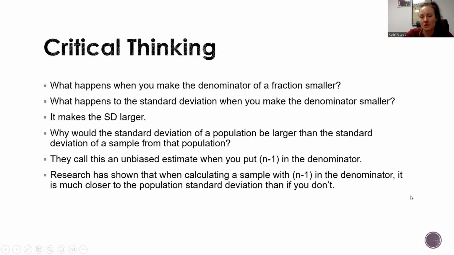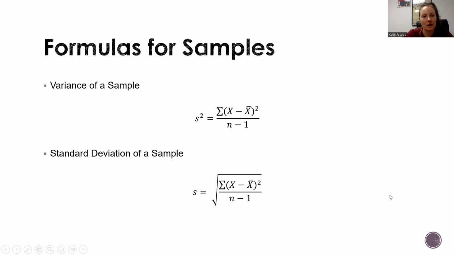Okay, so research has shown that when calculating these with a sample, if you have n minus 1 in the denominator, it's much closer to the population standard deviation than if you don't. And they call that the unbiased estimate. Okay, so here are the formulas for the variance of a sample and the standard deviation of a sample. You'll want to look at these and review them. And this is why symbols are really important to learn.